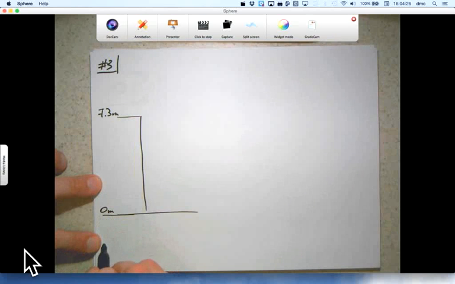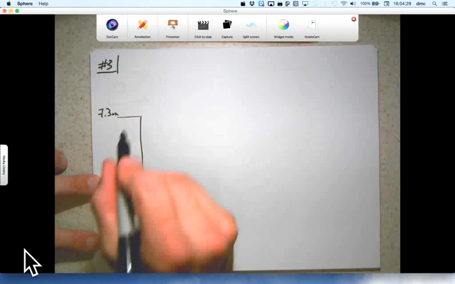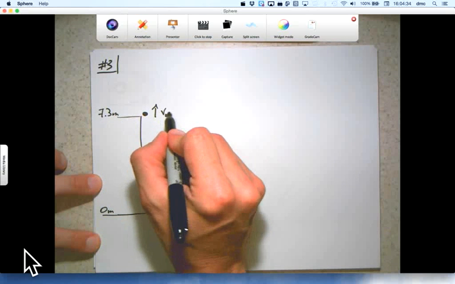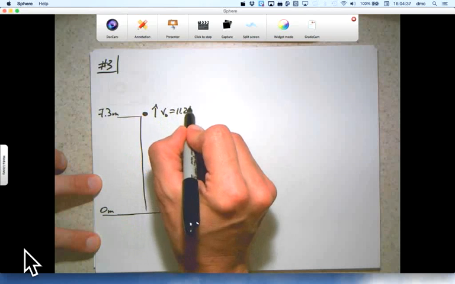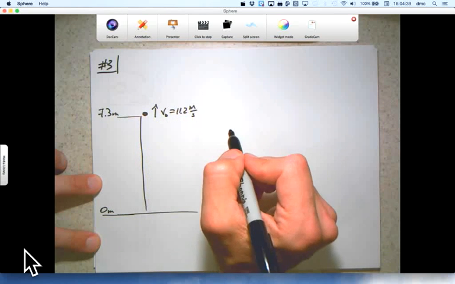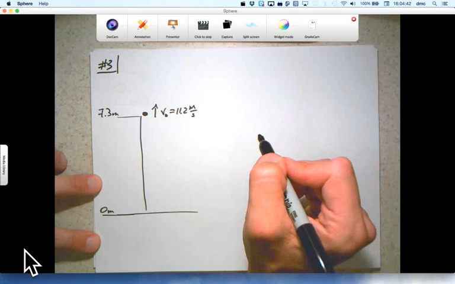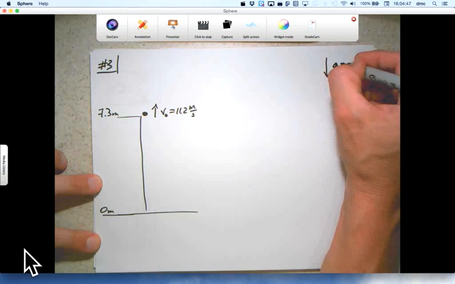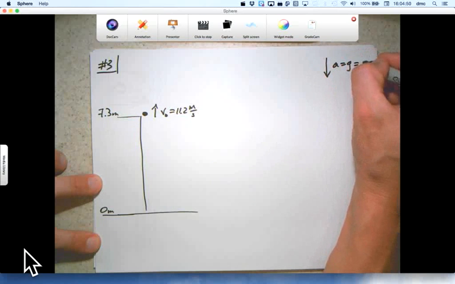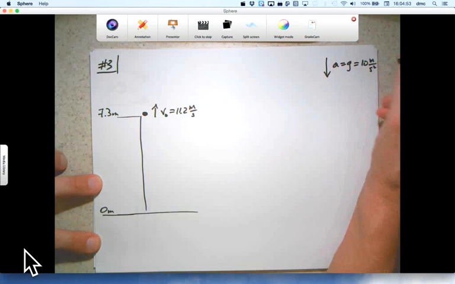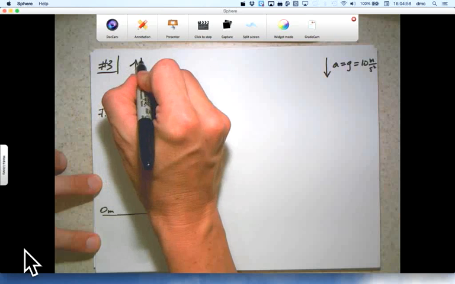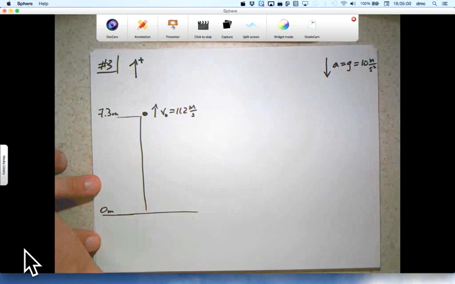A student tosses a ball upward at a velocity of 11.2 meters per second. So here's the ball, and the initial velocity upward is 11.2 meters per second. Well, already I'm going to see that gravity is going to be involved with this. So gravity will be down, so the acceleration is g, which is, let's use 10 meters per second squared. And since I've got both directions going, I need to establish what direction is positive, so I'm going to let up be plus. So that means this will be negative 10.